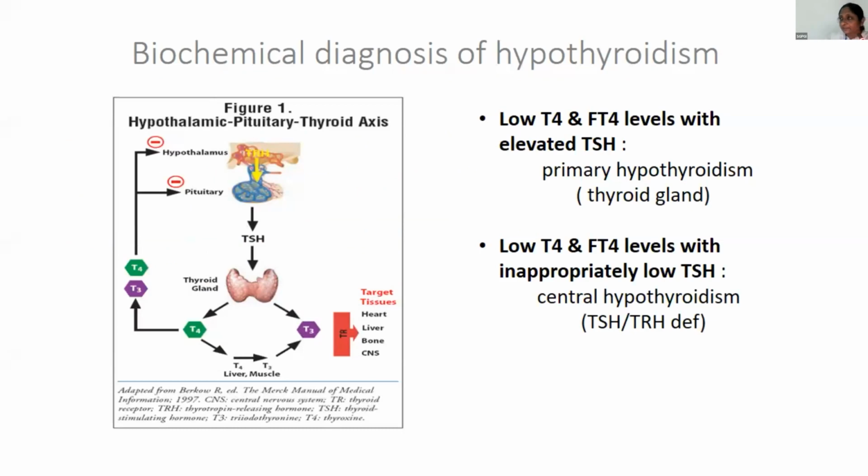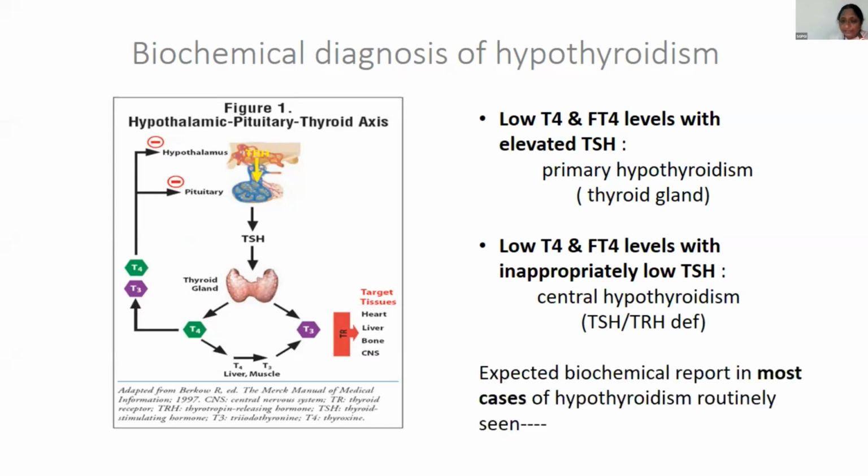So when you come to the biochemical diagnosis of hypothyroidism, by logic, when there is a low T4 level, there should be an appropriately elevated TSH, which suggests primary hypothyroidism with a defect in the thyroid gland, whereas a low T4 and free T4 with an inappropriately low TSH suggests central hypothyroidism. Well, this is what we see in most of the reports, and this is the expected biochemical report, but not always.